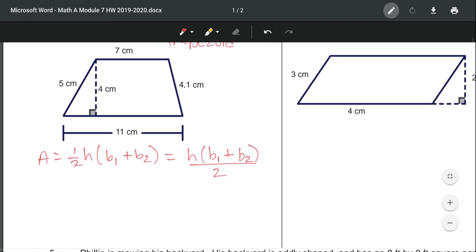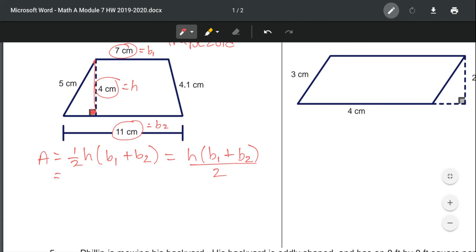Okay, so first let's figure out our dimensions. A trapezoid has two bases that are two different lengths. So one length would be 7 units, and then the other length would be 11 units or centimeters. Then the height is perpendicular to both bases, and it has a length of 4. So 7 would be base 1 and 11 would be base 2.